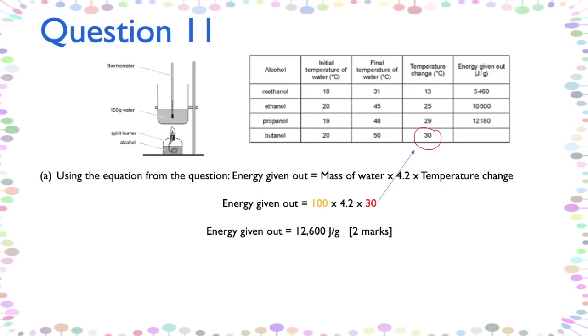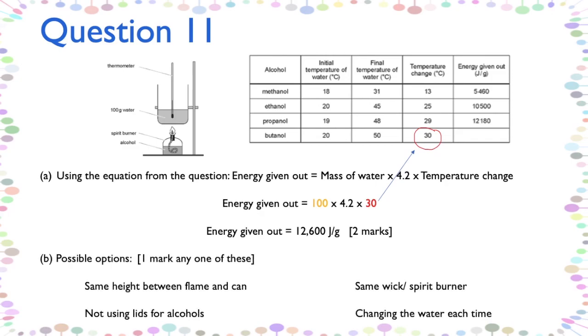For part B, we need to give one other step that should be taken to ensure a fair test. You could have got a mark for saying any of these. You could have said the same height between flame and can, use the same wick or spirit burner, not using lids for alcohols, or changing the water each time.